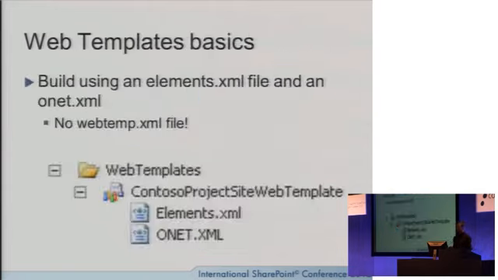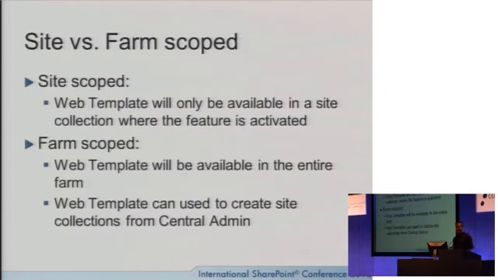So how it works, what it is: a web template is very comparable to the site definition, with the exception that there is no webtemp.xml. A web template consists basically of two files, one of which is the elements.xml, which defines the web template, and there you have the ONET.xml, which is very familiar to the one that you know from site definitions. When you create a web template, the choice is up to you whether you want to deploy it on a site collection or the farm scope. No matter your choice, it's going to work.